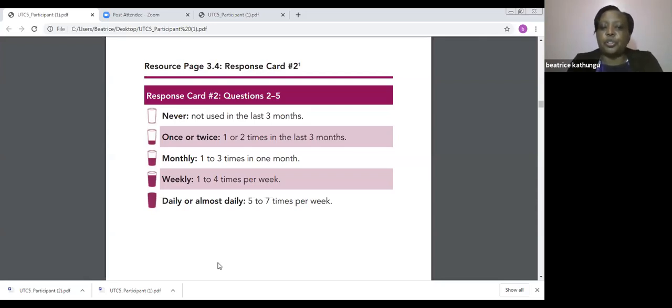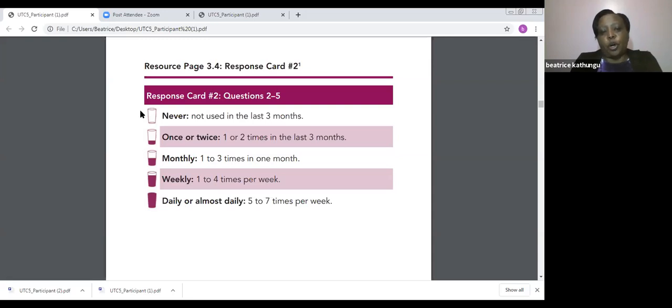So if the client has not used a substance in the last 3 months, you tell them that their answer will be never. If they have used 1 or 2 times in the last 3 months, their answer will be once or twice. If they have used 1 to 3 times in 1 month, the answer will be monthly. If they use 1 to 4 times per week, the answer will be weekly. And if they use 5 to 7 times per week, then the answer will be daily or almost daily.